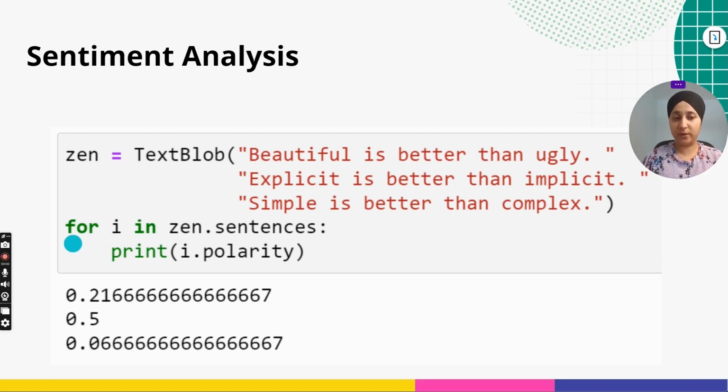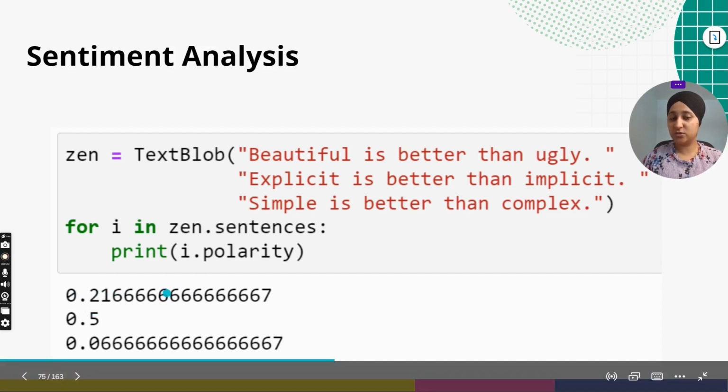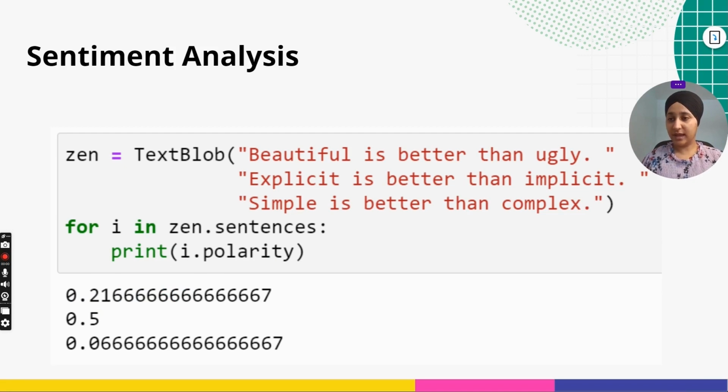Alright, so moving forward, for is a loop, i is an iterator variable which is storing this sentence for now. Okay? So now, beautiful is better than ugly. So now it is showing you the polarity. Print i.polarity. i contains the first sentence and polarity is giving you how positive it is. Right? So it is showing you 0.216666 and at the end a 7, this much positive.